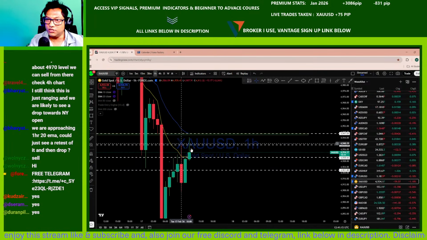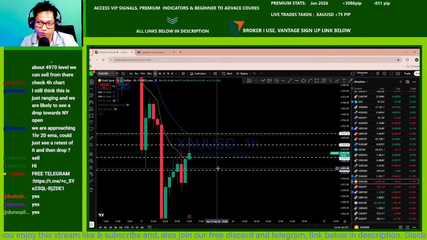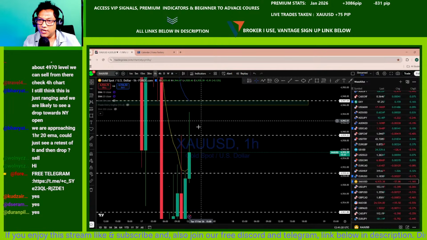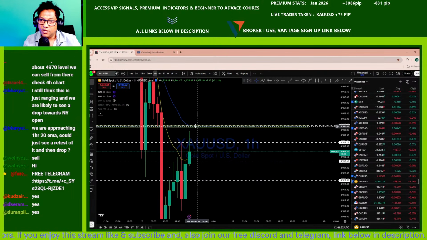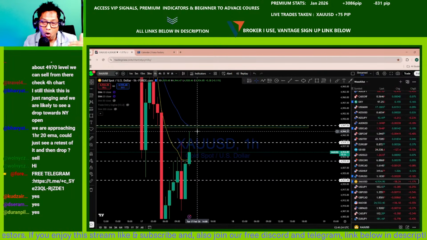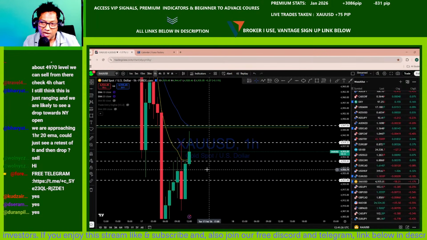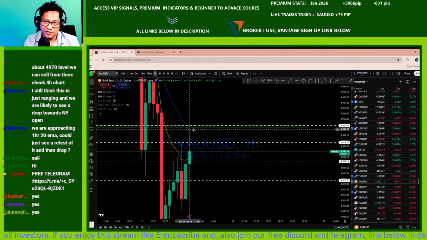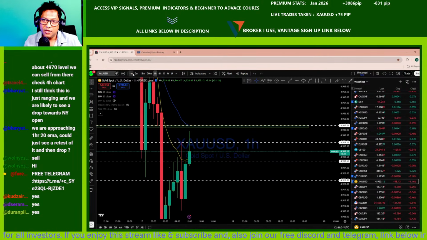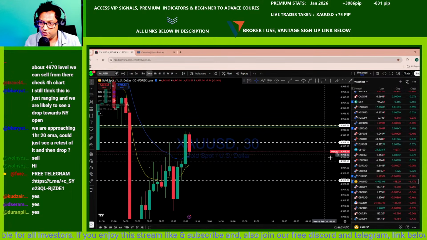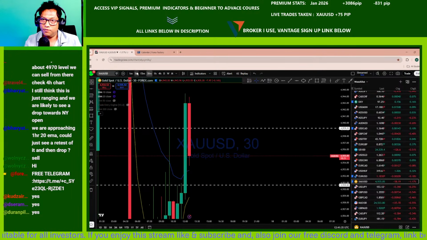All right, so this is the 1 hour market structure. If you look at this 1 hour candlestick, it is getting a rejection of the higher price. And if the market gets the rejection of this higher price, we can expect this market to continue to trend down back below.